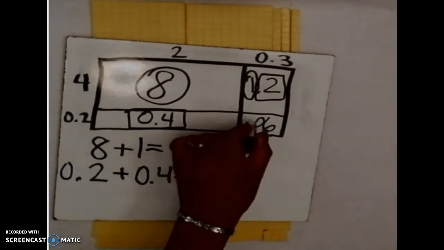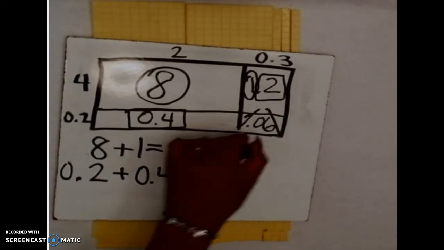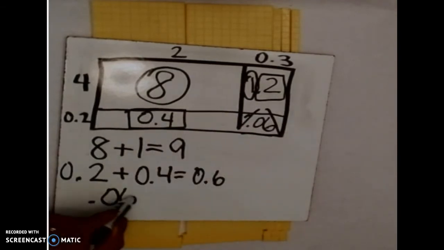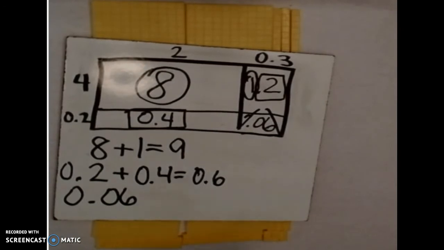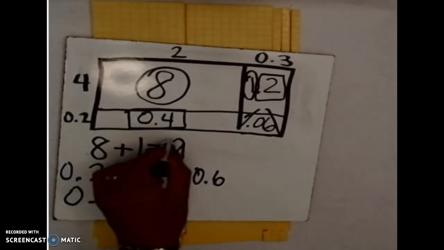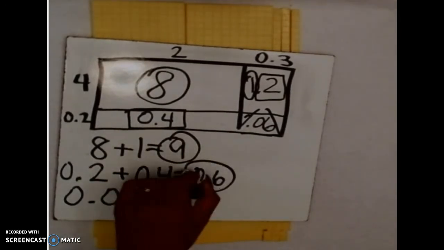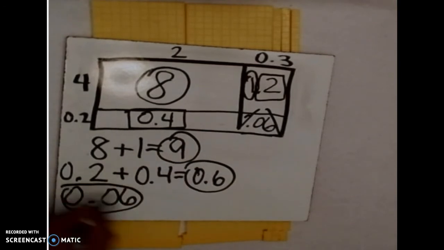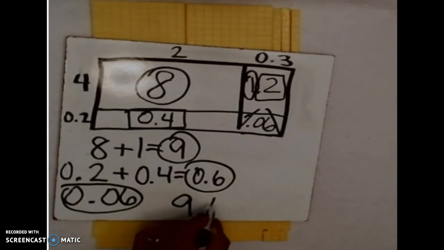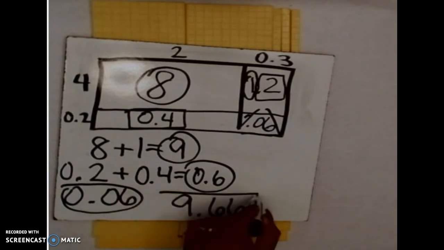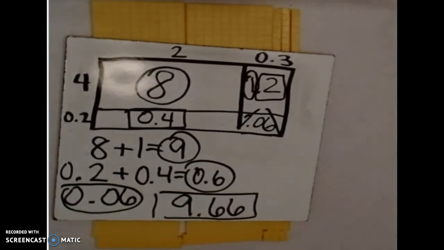And I have 600. So 9 plus 6/10 and 600 equals 9 and 66/100. I know this product is reasonable because it is close to my original estimate of a little more than 8.